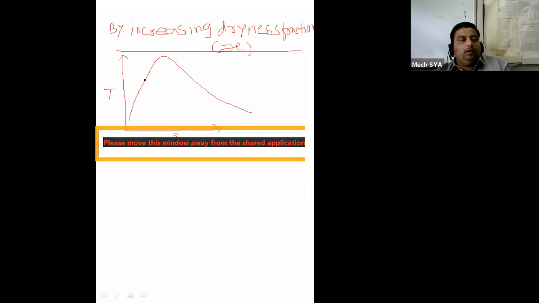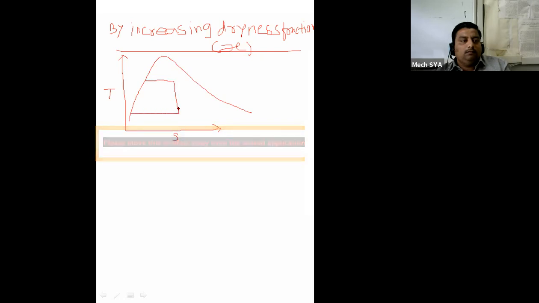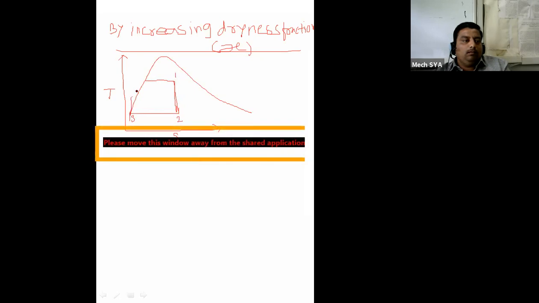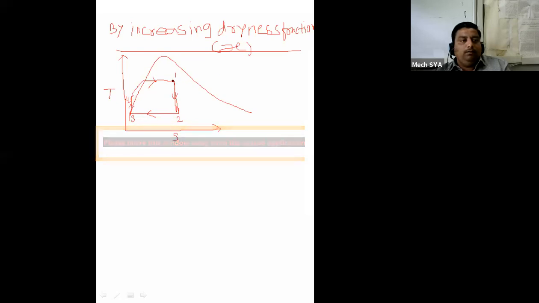Okay, so one case we will consider here is the less drainage fraction case. And another is increased drainage fraction, which means the steam will go to this side. This point 1 will shift to this side.